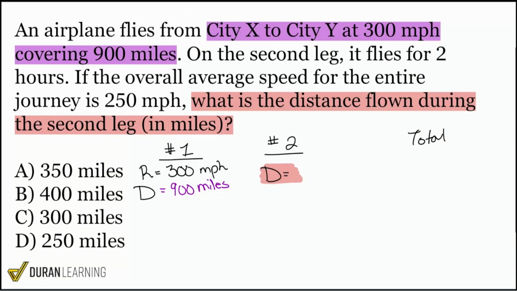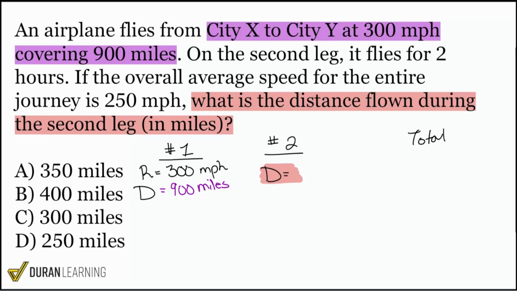All right. So before we even continue, my party people, do you see that for this first leg, we have what we need to find the time if we needed the time? Do we see that we have enough information to find the time if we needed to? Okay, sounds good. So just keep that in mind, just in case we need to circle back and actually do that. Let's keep reading here. On the second leg, it flies for 2 hours.